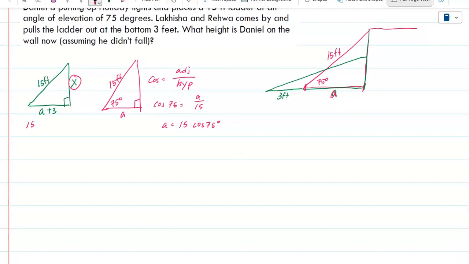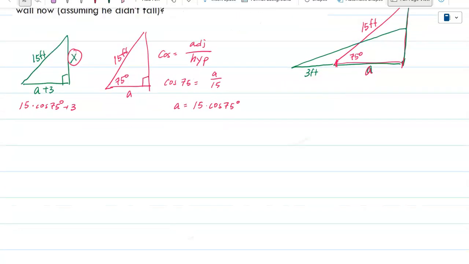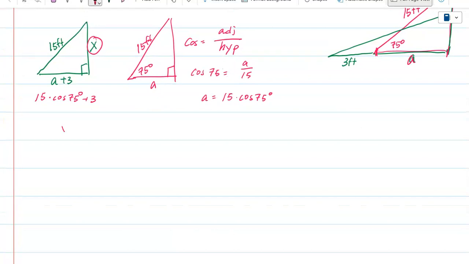So we have 15 times cosine of 75 degrees plus 3. That's going to be your leg value. But it's asking for the other leg, so you just need to use the Pythagorean theorem. The Pythagorean theorem is going to be x squared equals 15 squared minus the other leg, which is 15 times cosine of 75 degrees plus 3, squared. So x equals the square root of 225, and you can leave it at 15 squared. I don't care. It's the same number.